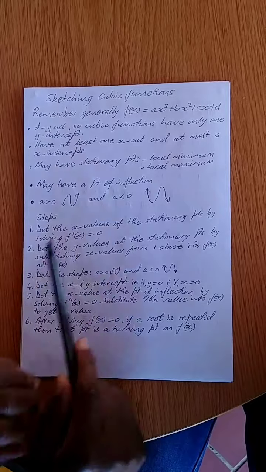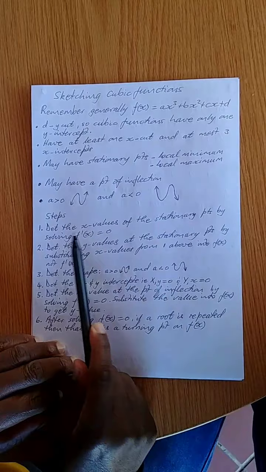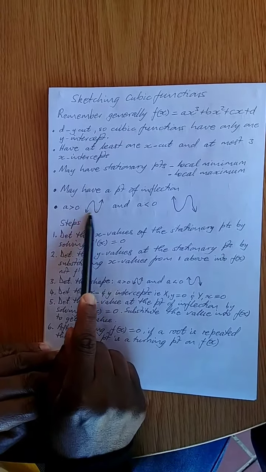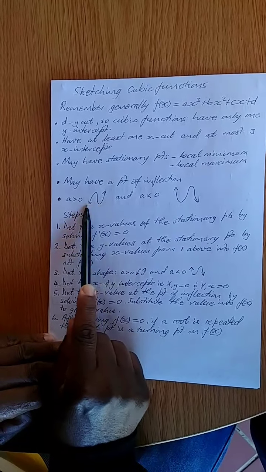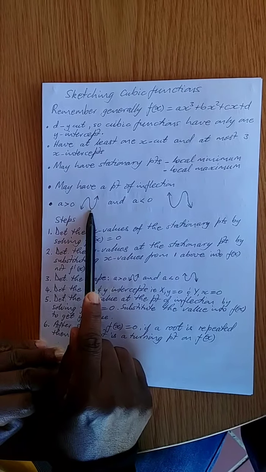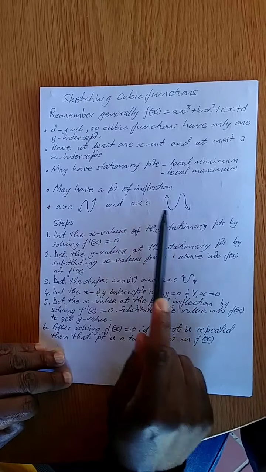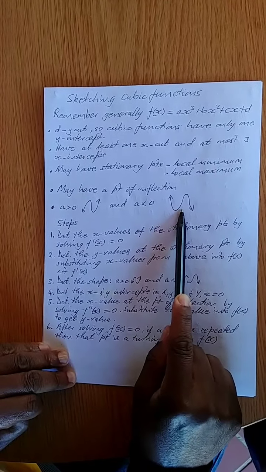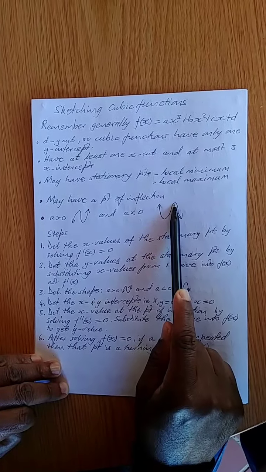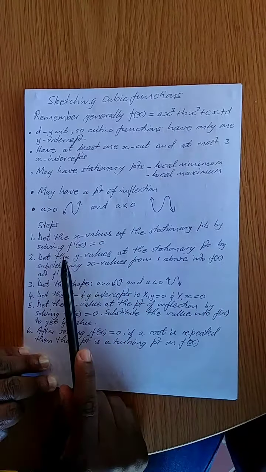Importantly, the coefficient a of x cubed, when it is positive, the graph will have an appearance like the one I'm showing here, where it starts from the left with a maximum turning point and then a minimum turning point. But if a is less than 0, it will appear as I have indicated here, starting with a minimum turning point and then ending with a maximum turning point. We are all reading from the left to the right.